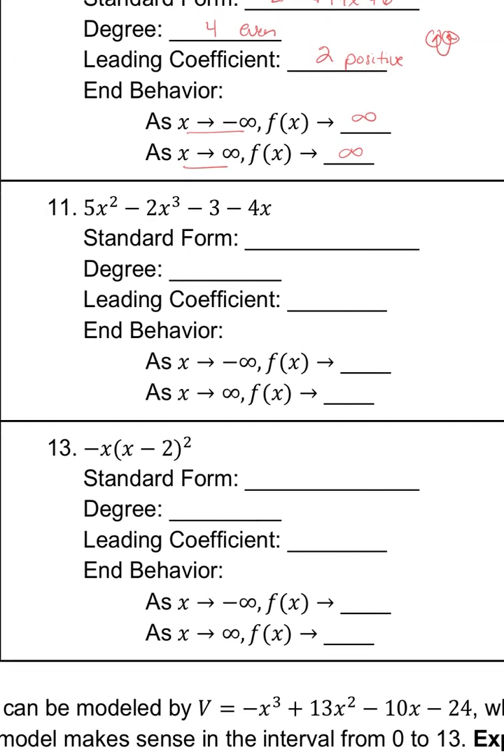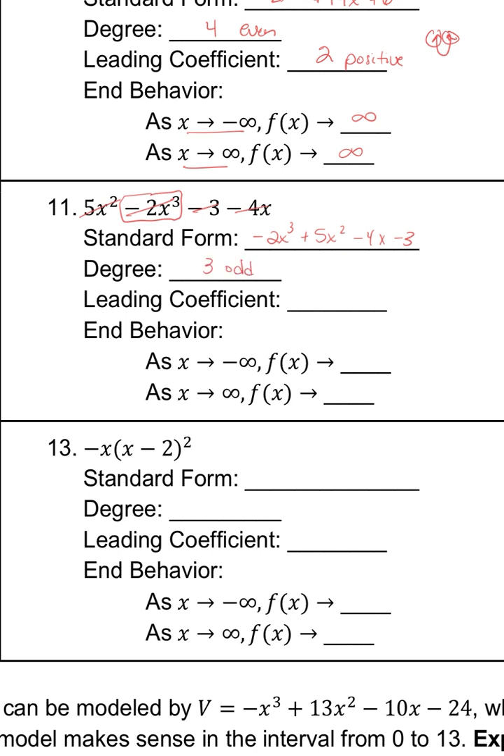Standard form for this one, so make sure you take the sign with this. So it's negative 2x to the 3rd plus 5x squared minus 4x minus 3. So my degree is 3, so it's odd again.